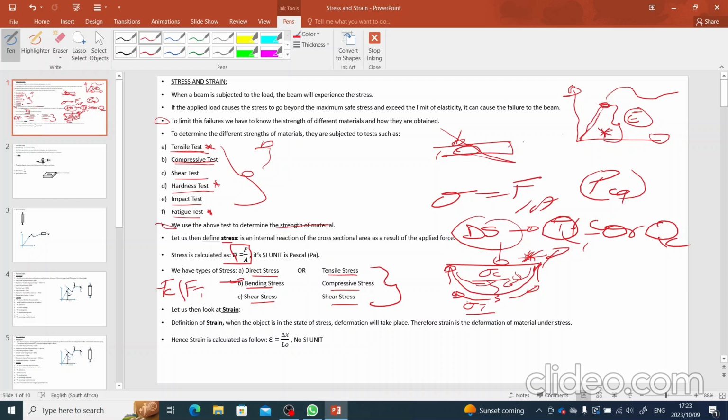Give us 3 types of stresses, or give us 4 types of stresses. It will be direct stress, bending stress, shear stress, and the torsion stress. Okay, and the torsion stress. It will depend on the given information. Now, let's look at the strain.